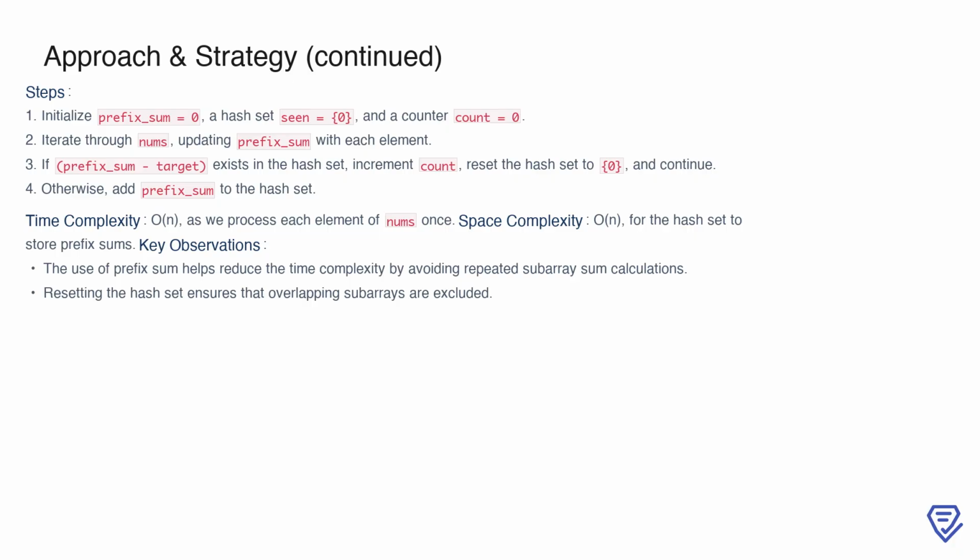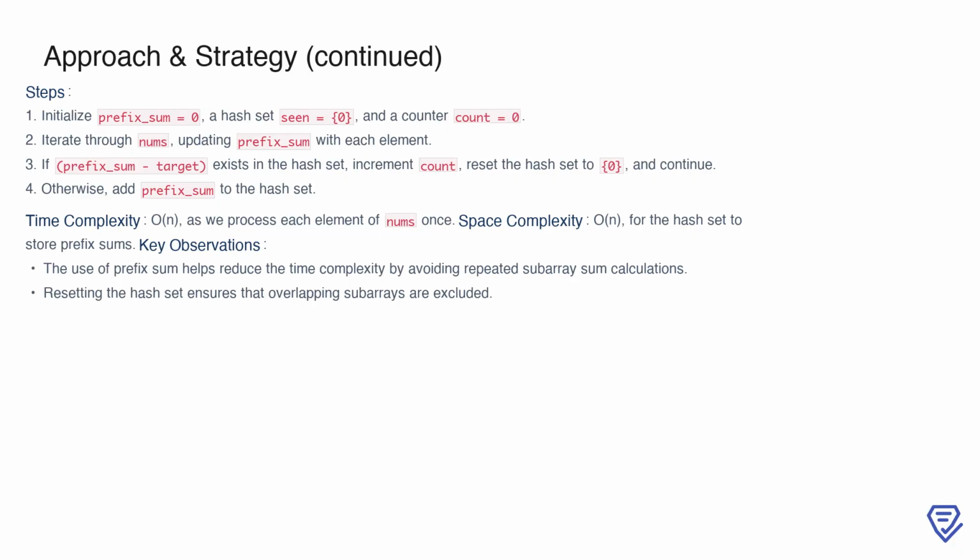As we iterate through the array, we update the prefix sum with the current element. If the difference between the prefix sum and the target value exists in the hash set, it means we've identified a valid subarray. In that case, we increment our counter and reset the hash set to ensure subsequent subarrays don't overlap. If the difference isn't in the hash set, we simply add the current prefix sum to the set and continue.